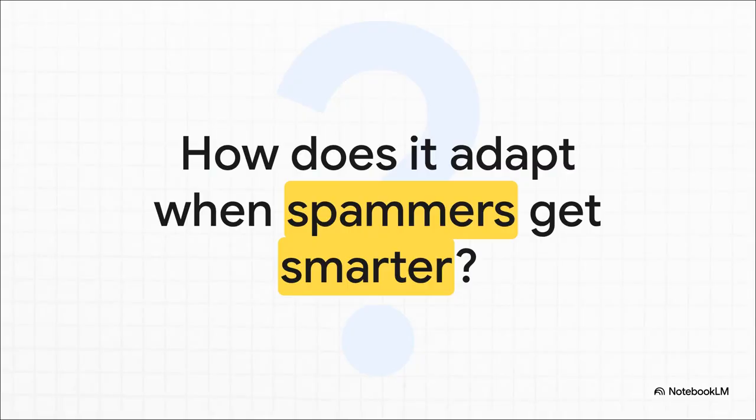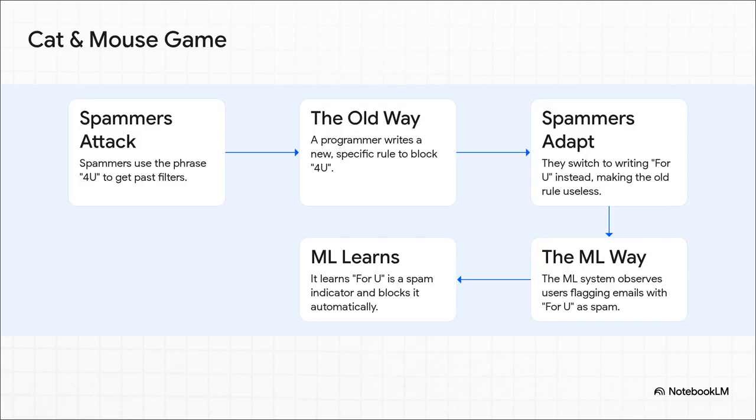So that's the million-dollar question, isn't it? How does it actually adapt when the spammers get smarter? How does it keep up in this constant game of cat and mouse? This is really where you see the difference. So spammers start using the phrase, "for you." In the old way, a programmer has to jump in and write a new rule, block "for you." But what do the spammers do? The very next day, they just switch to spelling it out, "f-o-r y-o-u." And boom, that rule the programmer just wrote is completely useless.